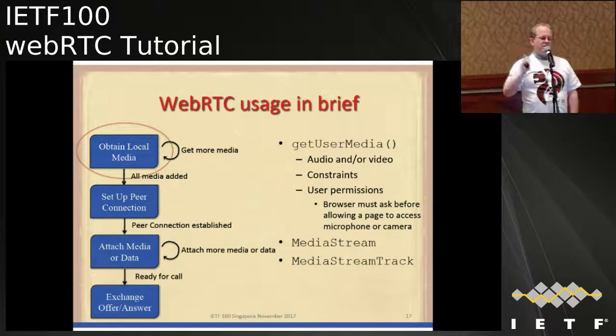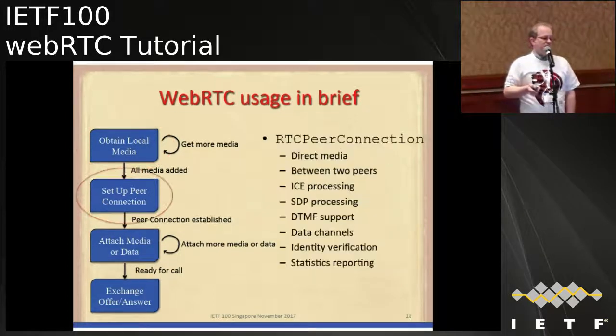But one of the important things here is that this is where the user is asked for permission. I'm not going to cover the details on that, but I will show examples later on. When you call getUserMedia, you're given a media stream which consists of one or more media stream tracks, and I'll give more details on these later. But basically, you need to have local media in order to send it.